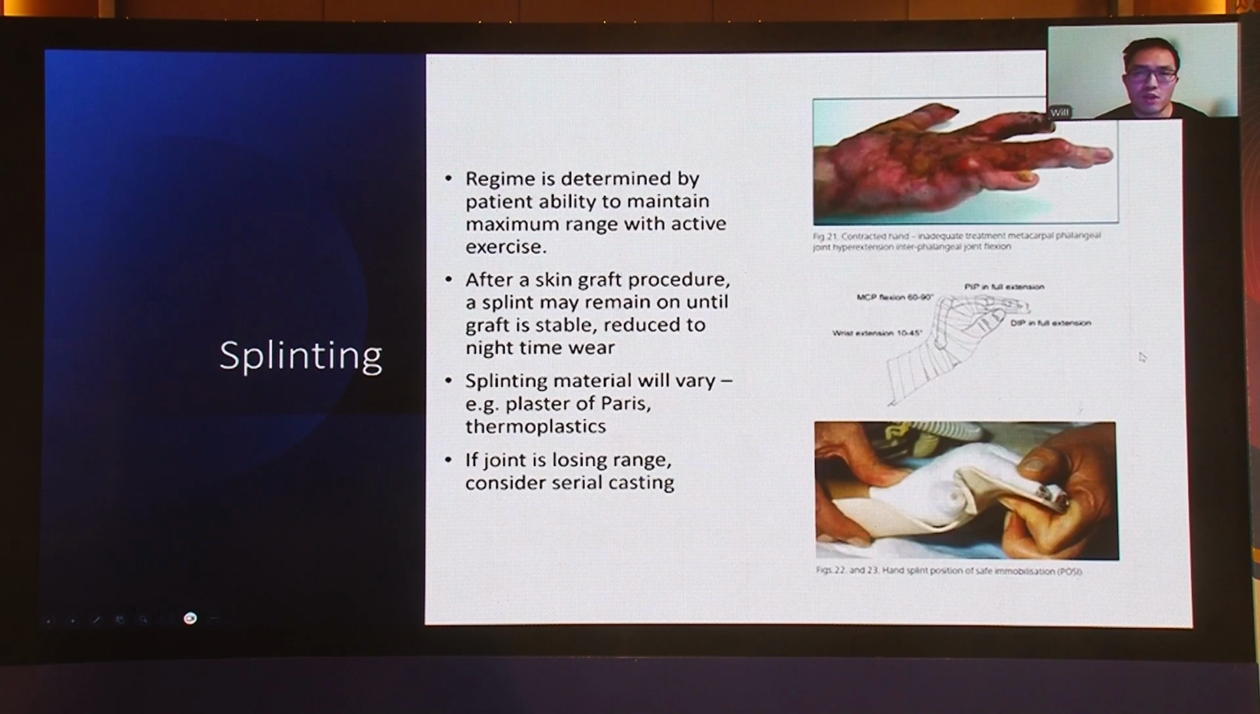For splinting, the regime is determined by how much the patient can achieve in maximum range with active exercise. After a skin graft procedure, splints may remain on until the graft is stable, then reduce to nighttime wear. Splinting can be done via different options, including plaster of Paris or thermoplastics. If a joint is losing range, it might be worth considering serial casting.